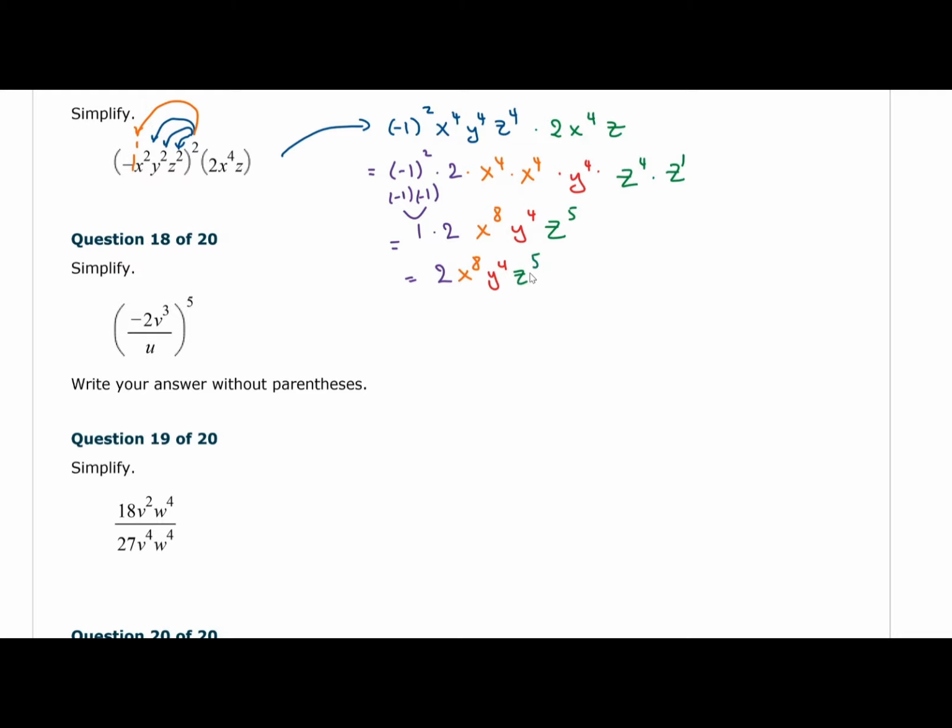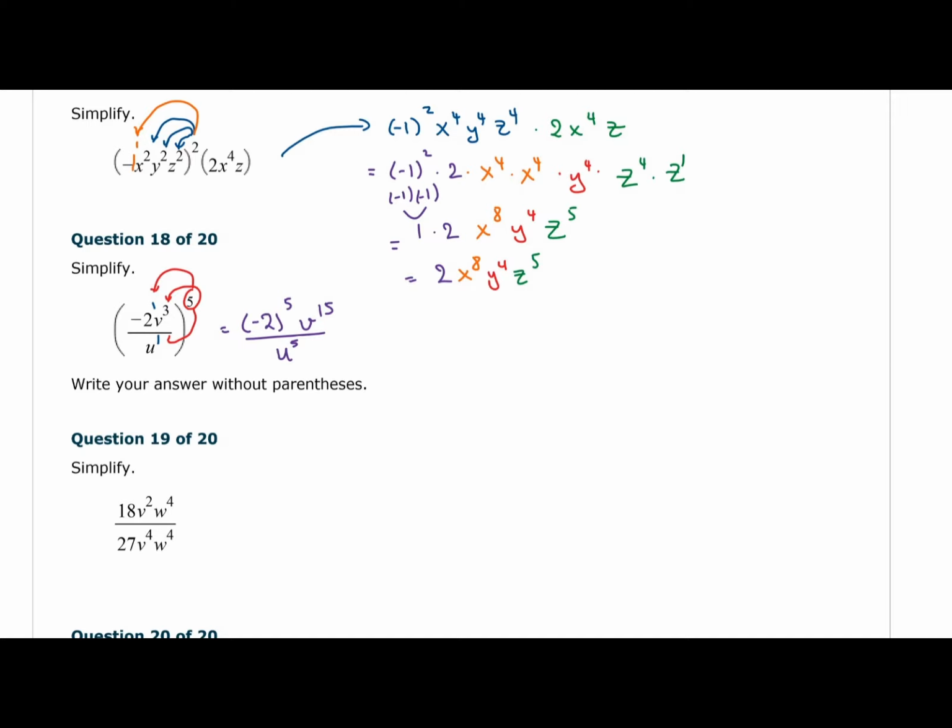That's all. Alright, number 18. So we have a power outside parentheses. We're going to do the same thing, the power rule. So negative 2 to the first power and u to the first power. We're going to distribute 5 into the parentheses for each power. So we will have negative 2 to the 5th power, v to the 15, and u to the 5th power.